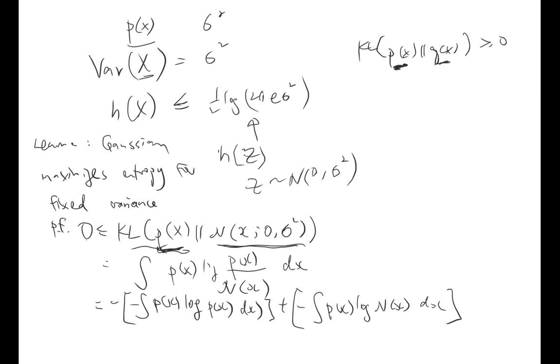I'm out of space. I write it like this because then this is just the entropy, right? The entropy for P. So this is just equal to h(x). So this is minus h(x).